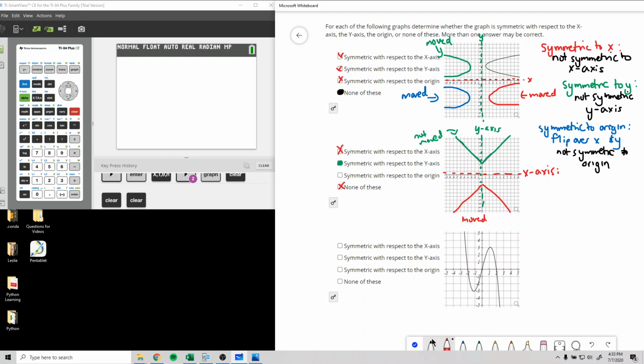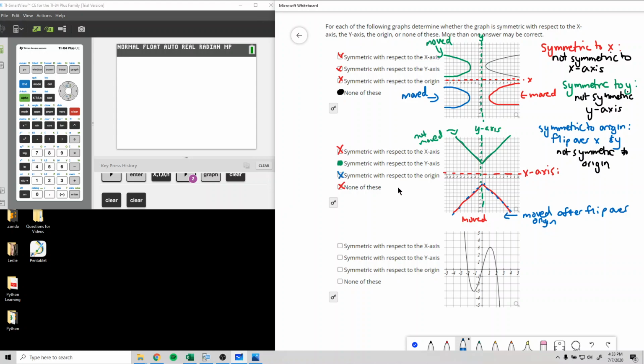And then the last one, is it symmetric to the origin? Well, think about it again. If we flip it over the x, it goes down here. If we flip this picture over the y, it's going to stay right on top. So I'm just going to dash to indicate that's where the origin would go. And it's moved. It's not in the same spot.